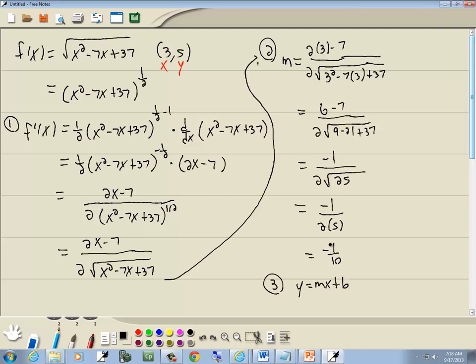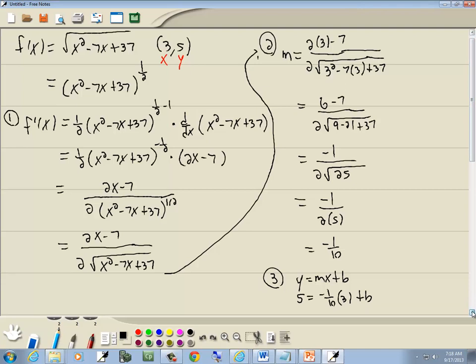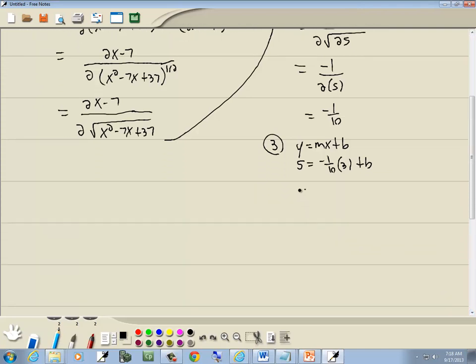Step 3. Plug in the x and y that you're given here, the 3 and 5. So y is 5, m from step 2 is negative 1/10, times x, which is 3, plus b. Then we want to solve for b. Negative 1/10 times 3 gives us negative 3/10 plus b. We take negative 3/10 to the left side, so we have 5 plus 3/10 equals b. This is a mixed number: 5 times 10 is 50, plus 3 is 53, and the denominator stays 10.